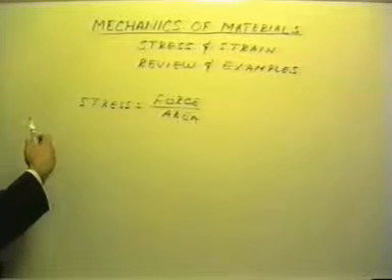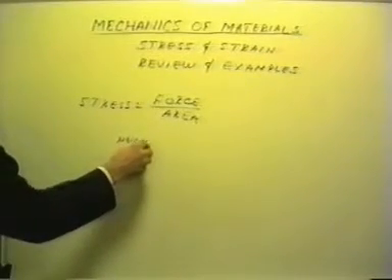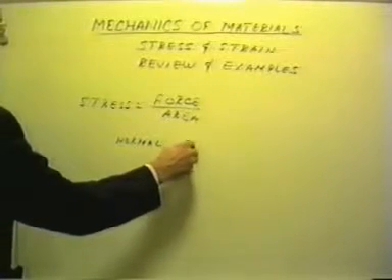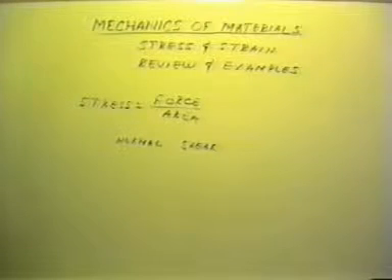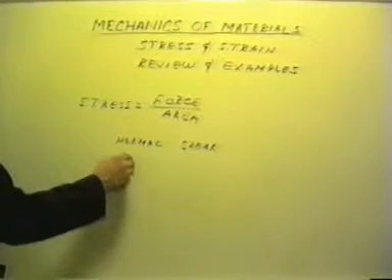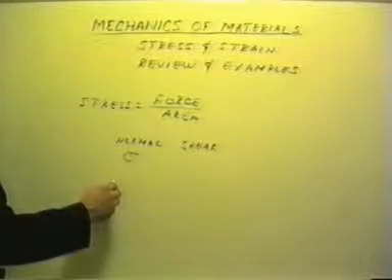Now there are two kinds of stress. One is called a normal stress and the other is shear stress. And the names pretty much tell you how they're measured. With normal stress, we find that the force is applied to the surface area.